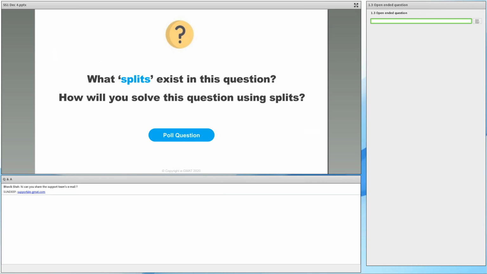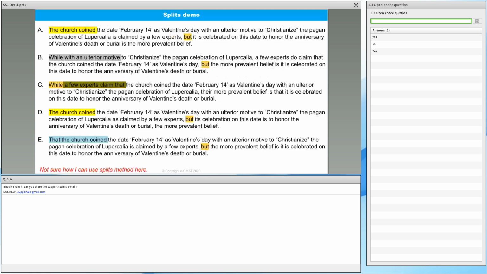So what splits exist in this question? Or were you guys able to find any splits? What splits existed in this question? There weren't very many splits there. Let me just share this.